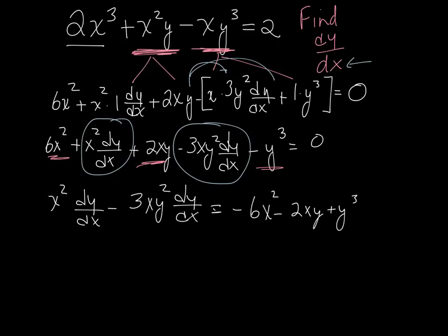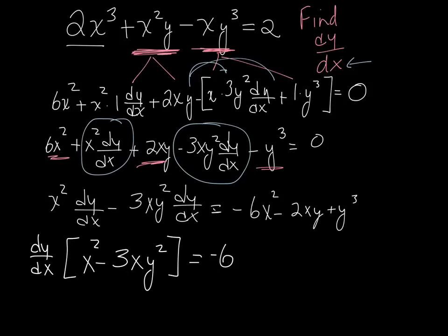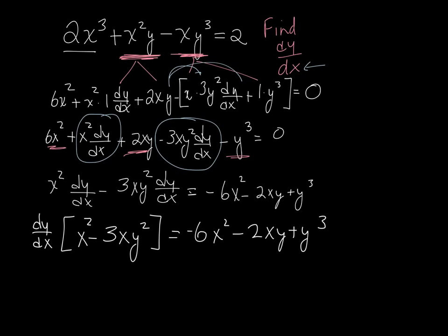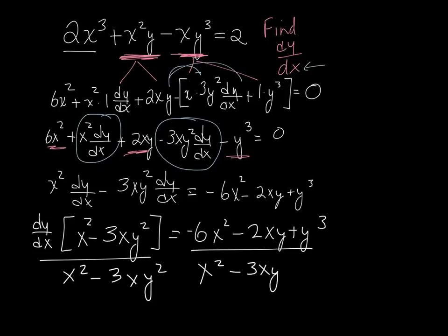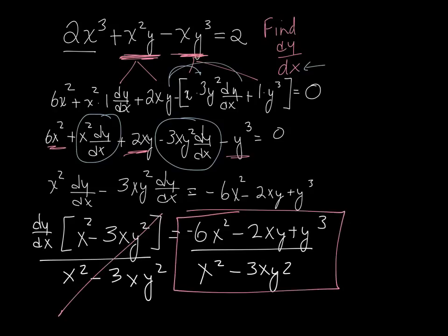So I'm going to factor out a dy/dx. That leaves me with an x squared minus 3xy squared. And I just still have the same thing; I didn't do anything on this side. And so finally, since I factored out the dy/dx, I can now divide both sides by this x squared minus 3xy squared, because that cancels and I now have solved this for dy/dx.